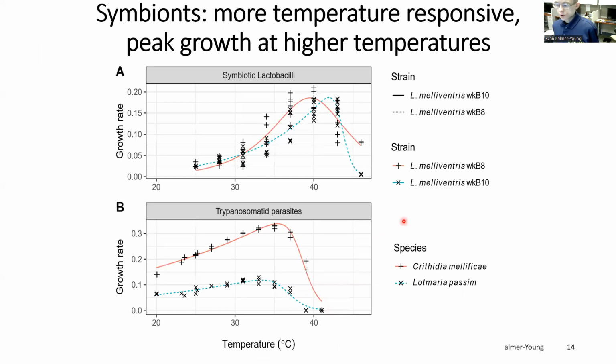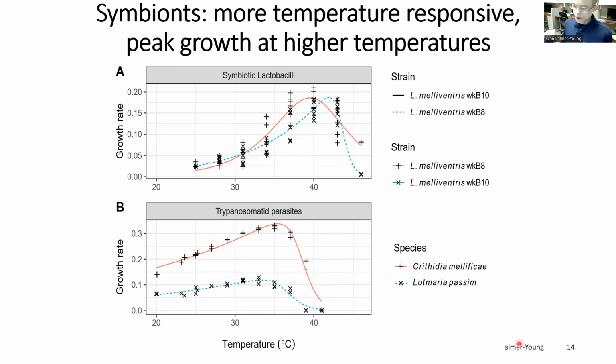First, we measured how temperature affected growth rates of symbionts and parasites across a temperature range that might occur in bees. We found that symbionts were more temperature responsive and heat tolerant than were parasites. So growth rates, shown on this y-axis, increased more rapidly with temperature, shown on the x-axis, in the symbionts, changing by around 7-fold over a 15-degree temperature range. In contrast, rates changed by less than 2-fold over a similar temperature range in parasites. You can see these curves are not as steeply sloped.